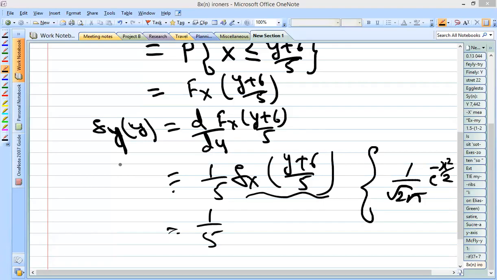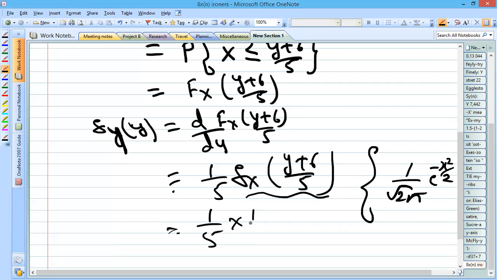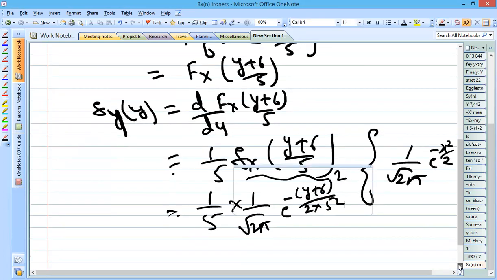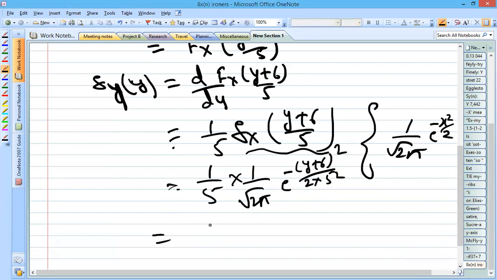So for the Gaussian variable, it has been shown that the PDF will be equal to 1/root(2 pi) e to the power minus x square by 2. When we assume X as a Gaussian random variable, 1/5 will be there, along with 1/root(2 pi) e to the power minus (y+6) whole square divided by 2 into 5 square. So that will be equal to 1/(5 root(2 pi)) e to the power minus (y+6) whole square divided by 50.